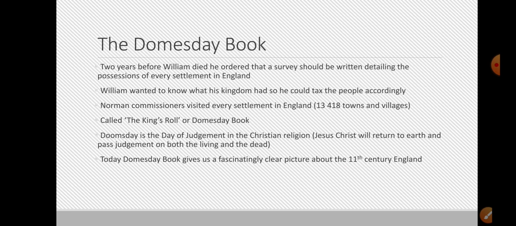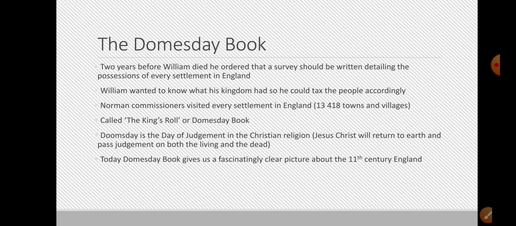But the thought behind this book was very selfish, because William wanted to know what his kingdom had, so he could tax the people according to what they had. He wanted to know how many cows, how many gardens, how many houses every single person had, so he could tax everybody based on what they owned. So his Norman commissioners visited every settlement in England. Just imagine, that's more than 13,000 towns and villages in the 11th century.